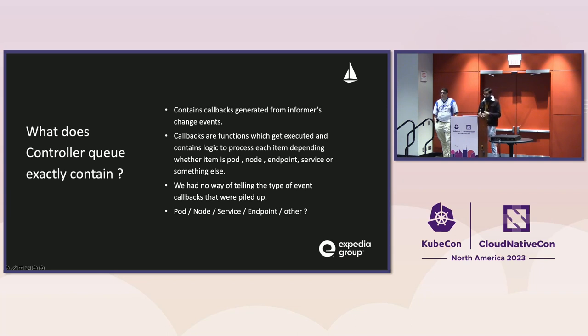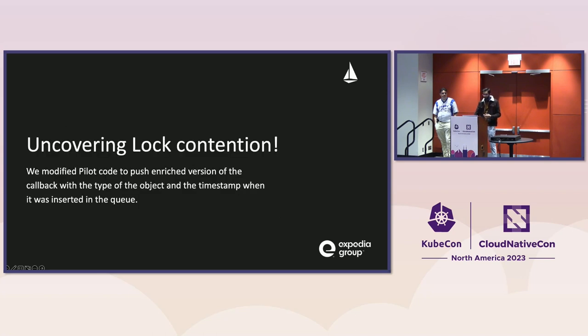But as I said, up till now, we had no clue whether this delay was being introduced by pod events, endpoint events, service events, or other 40 different types of objects that IstioD listens to. So we decided to modify some code inside IstioD, and rather than just pushing the callback into this controller queue, now we were sending some more data, and we were attaching some metadata related to the timestamp when this particular event was pushed into the queue, and also the type of the object that this particular change event is related to.